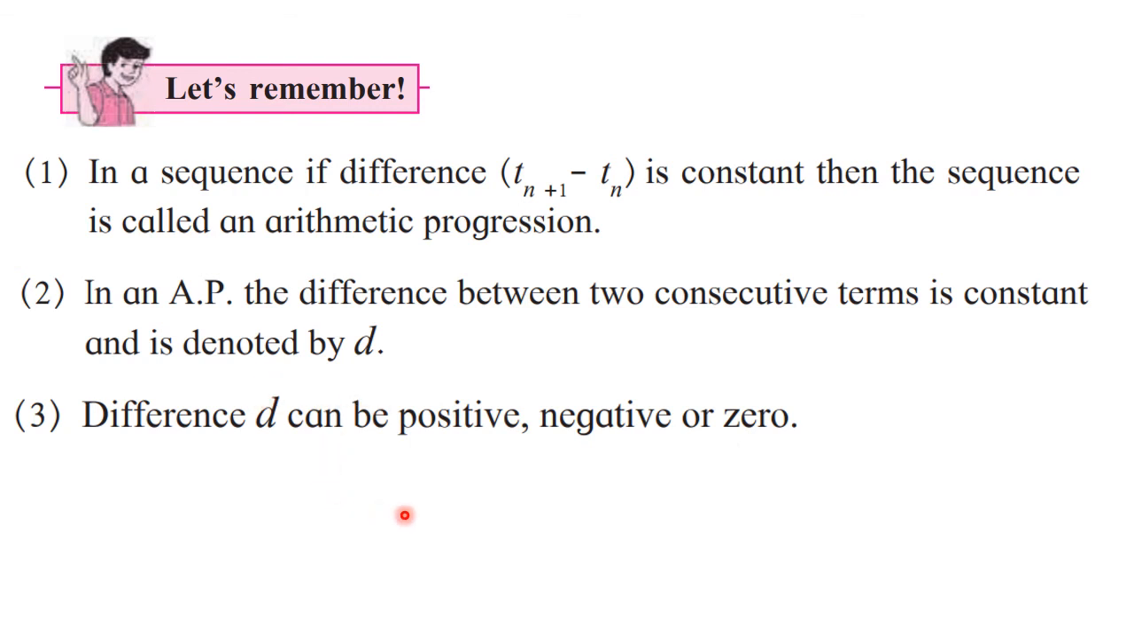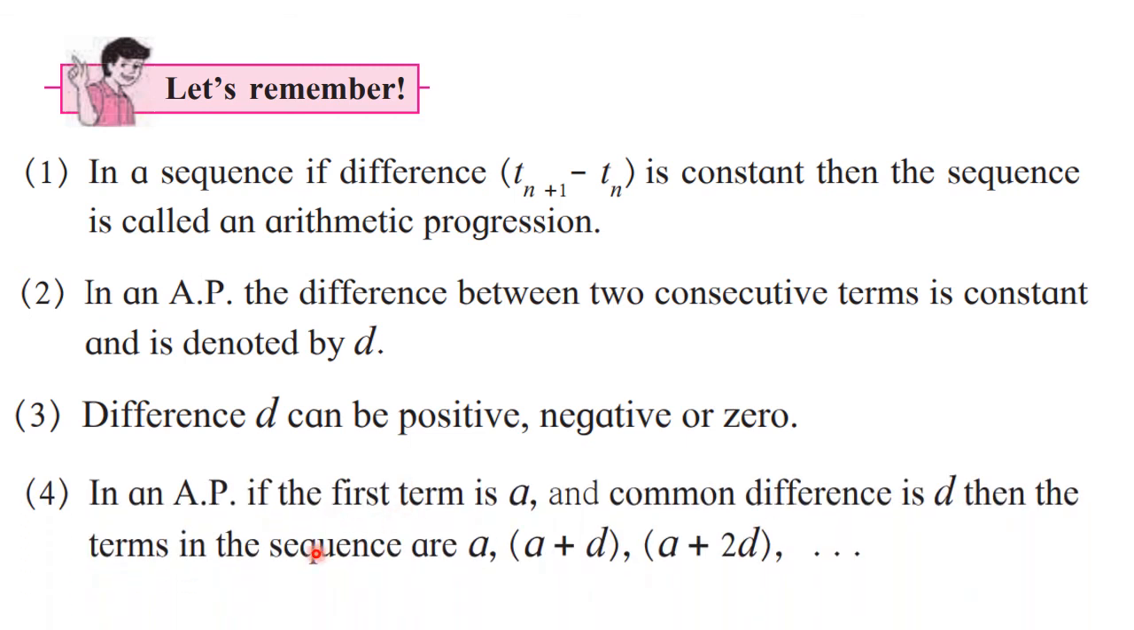The next one, in the AP the first term is given by small a and the difference is denoted by d. Then the terms in the sequence are a plus d, a plus 2d. The next is going to be a plus 3d and so on. So this sequence gives us an arithmetic progression or AP. Okay, now let's see some examples.